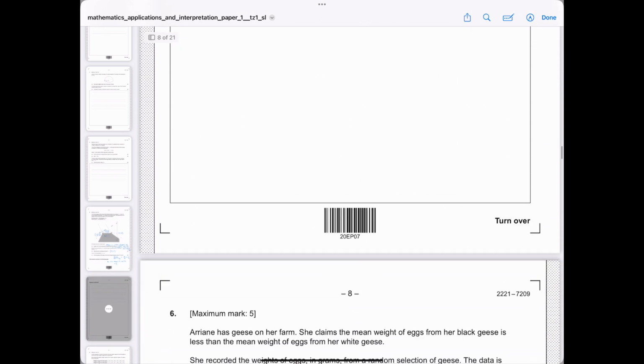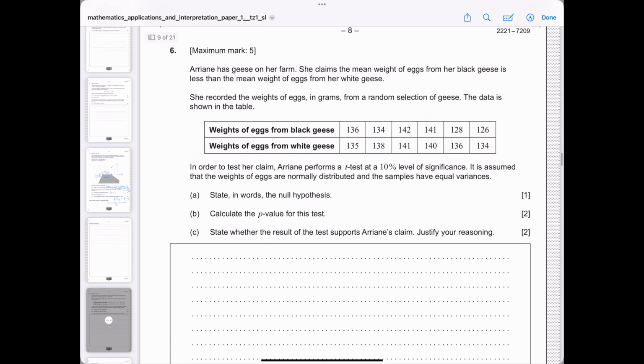Right, moving on to question 6. Ariane has geese on her farm and she claims the mean weight of the eggs from the black geese is less than the mean weight of the eggs from the white geese. She recorded the weights in the table. In order to test her claim, Ariane performs a t-test at 10% level of significance. It's assumed the weights of the eggs are normally distributed and have samples of equal variances.